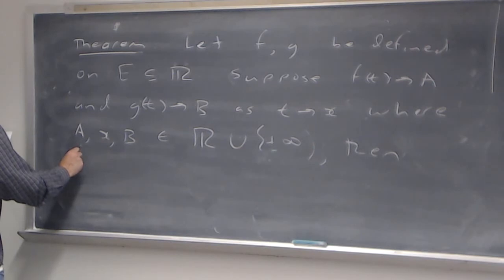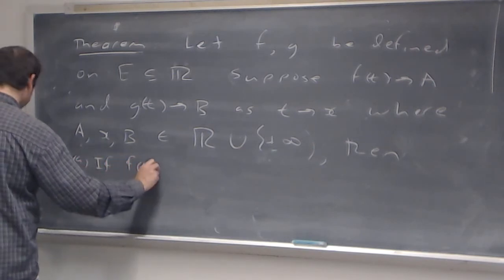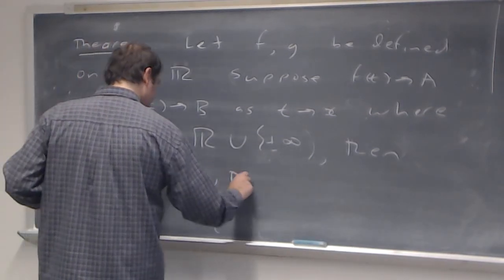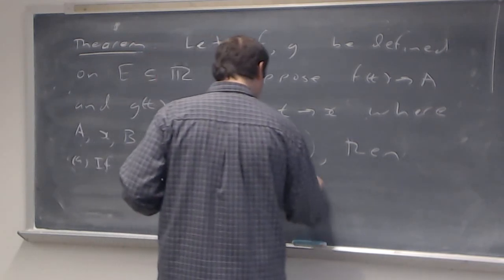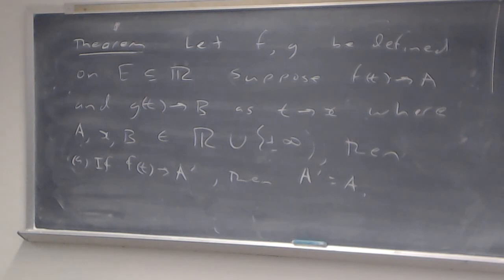we have the following. Part A, if F of t goes to A prime then A prime must be equal to A. So even in this setting, the limits are unique.